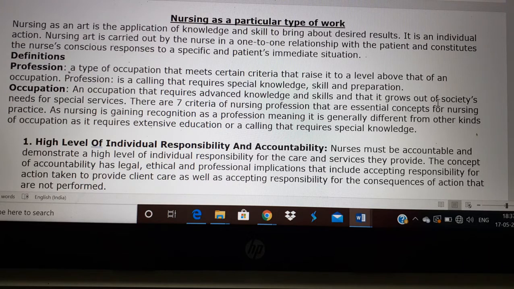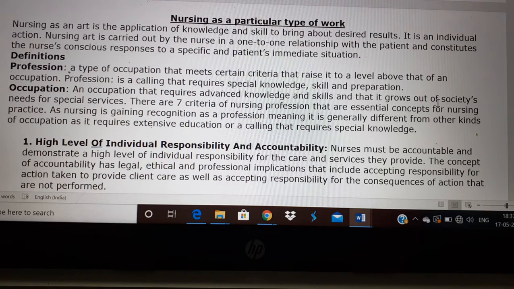An occupation that requires advanced knowledge and skills and special services is called a profession. And nursing has the need for such advanced knowledge and skills because they take care of so many different varieties of patients in the neuro ward, in the ICU, in the cardiac ward, in the OPDs. So there are different kinds of patients that they meet, and the nurse needs a high level of knowledge and skill to ensure that these sick people become normal again.